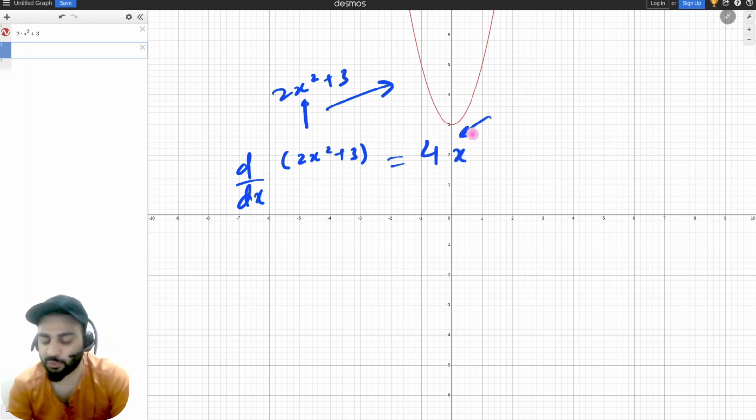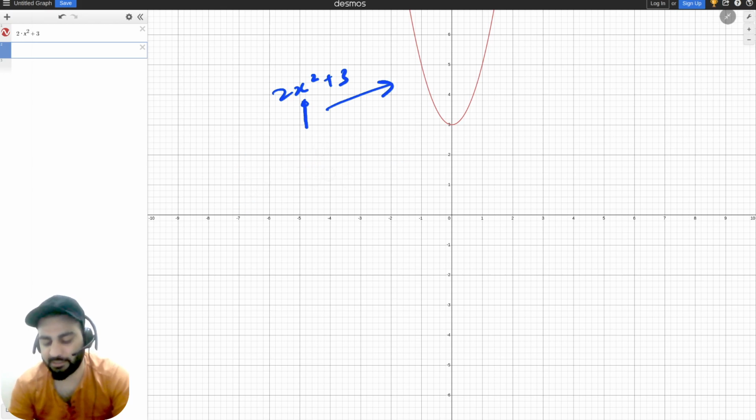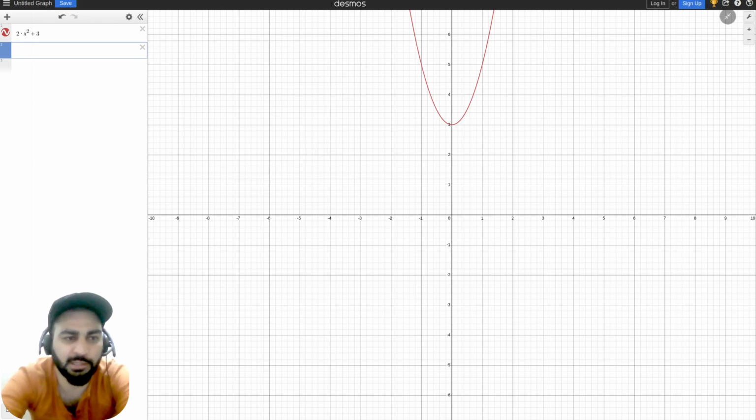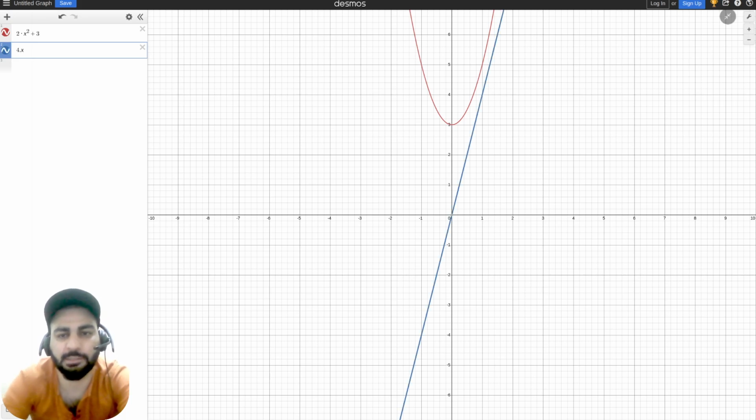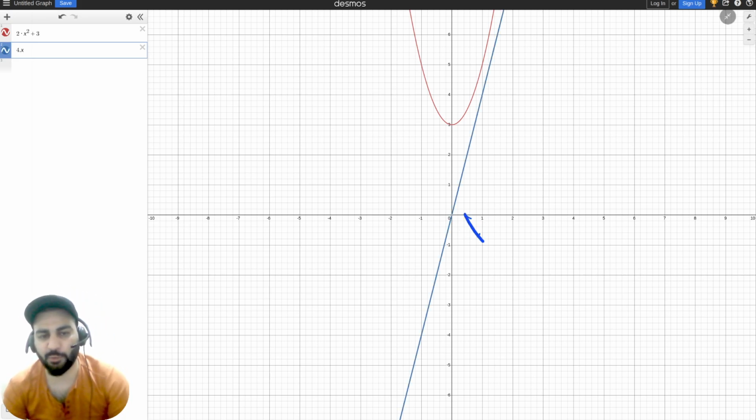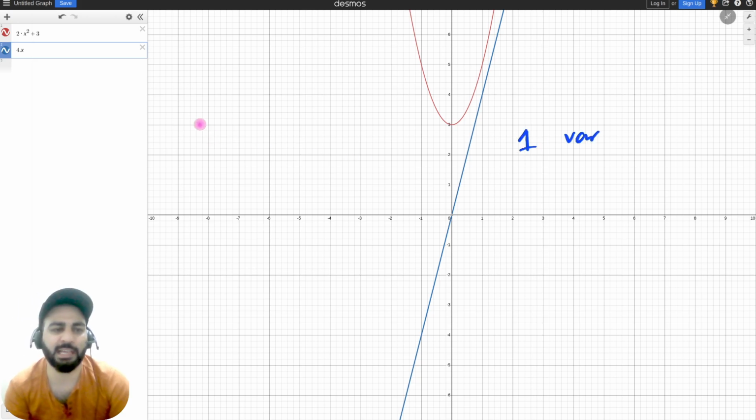So now I'll graph 4x. What will this 4x show me? It will show me how this changes. So I'll give 4 multiplied by x. So this is the rate of change. This line over here gives me the rate of change, how this function 2x square plus 3 changes. This is the function of change that it gives me. Now this is in terms of only one variable, that is x is changing.